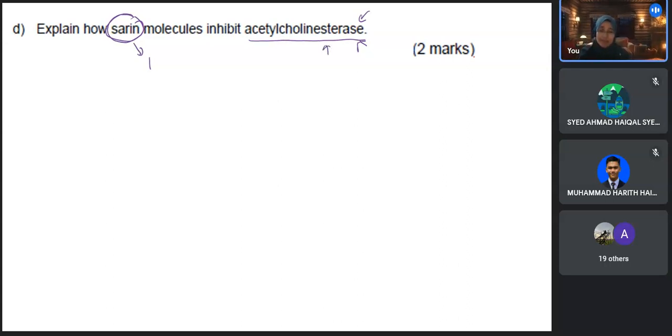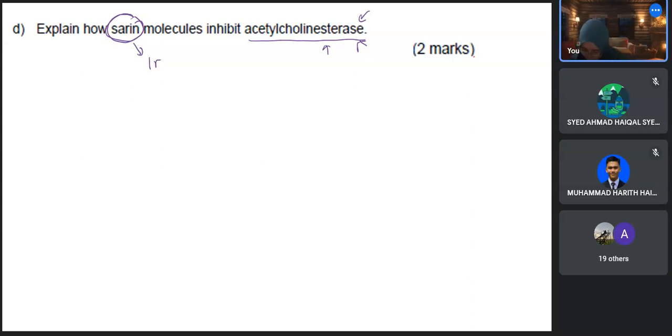It binds permanently. Irreversible maksudnya ikatan antara inhibitors dengan enzim tu kuat. Kan? Kuat. Permanent through what? Through covalent bonds. So it is a type of irreversible inhibitor. Where does it bind? To the active site. So irreversible competitive inhibitors. Compete dengan siapa? Compete dengan substrate. Substrate tu siapa? Acetylcholine.